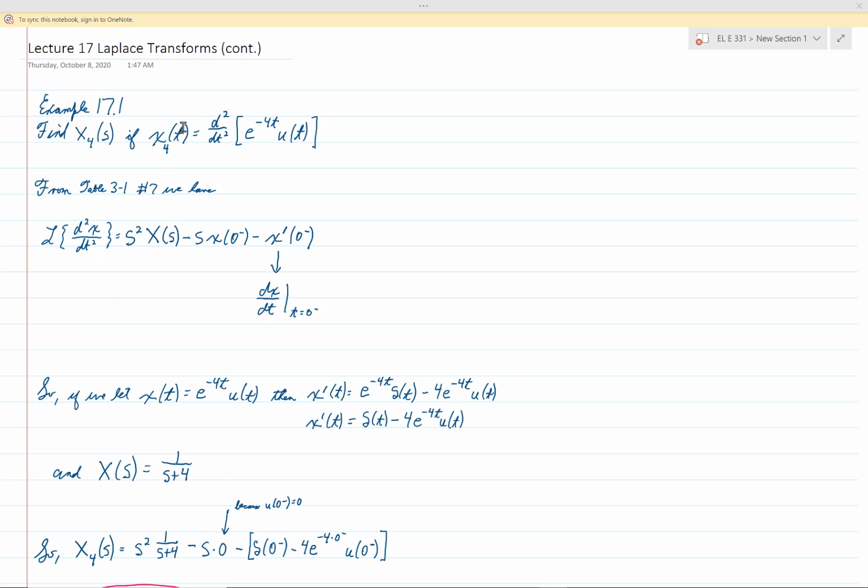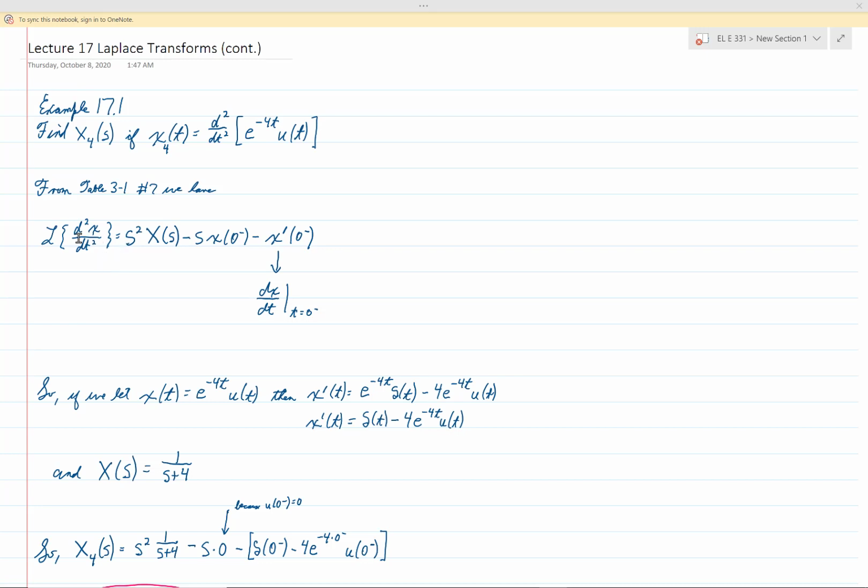So in this problem, since we have a second derivative, we will use the formula in the table for the Laplace transform of the second derivative. And it says that the Laplace transform of the second derivative is s squared times the Laplace transform of the function itself minus s times the value of the function. Now this is little x. Little x is used to denote the function in the time domain, and capital X is used to denote the function in the s domain. In other words, the Laplace transform.